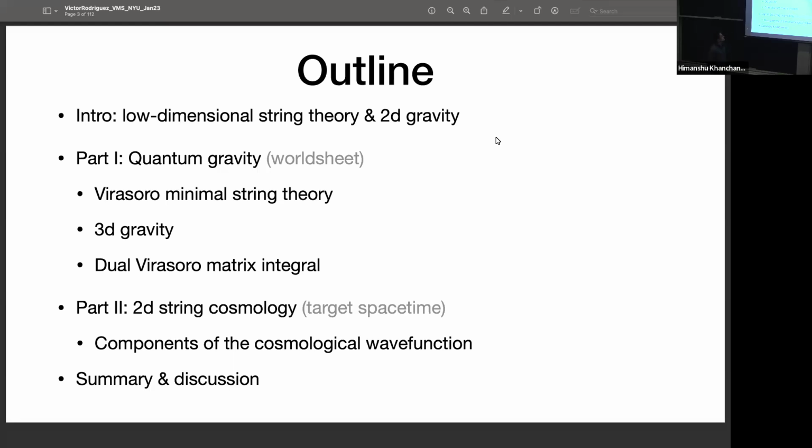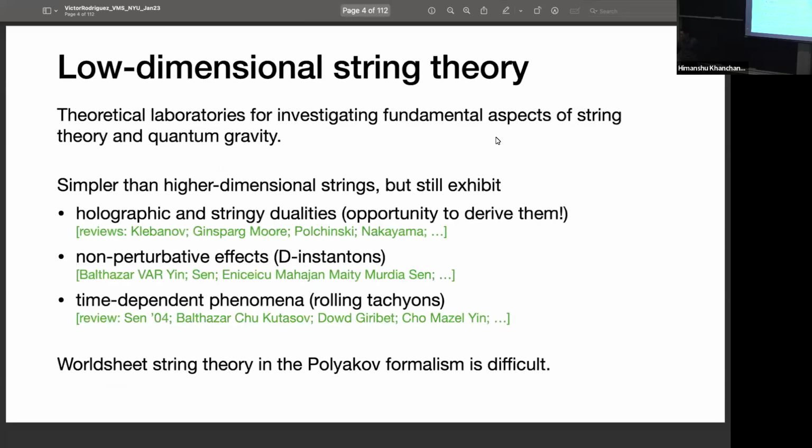So part one, which will be most of the talk, will be about the Virasoro minimal string and how we think about this from a 2D quantum gravity perspective. Part two, which will be rather short, we'll talk about what's perhaps more the usual way we think about string theory in target spacetime. What is the interpretation of this model? And then we'll end with a summary and discussion. Okay, so let's get started with the introduction.